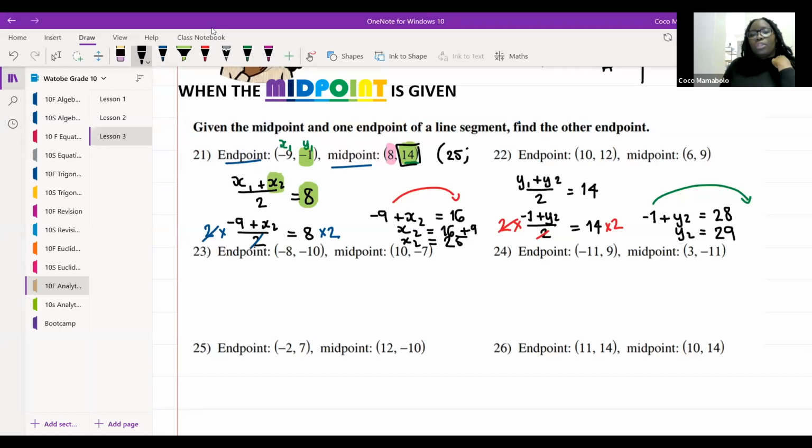Excellent. 29. So the y coordinate of my other endpoint is 29. There we have our 2 points. That is x1 and y1. This is x2 and y2. And that is how you garnish your plate.